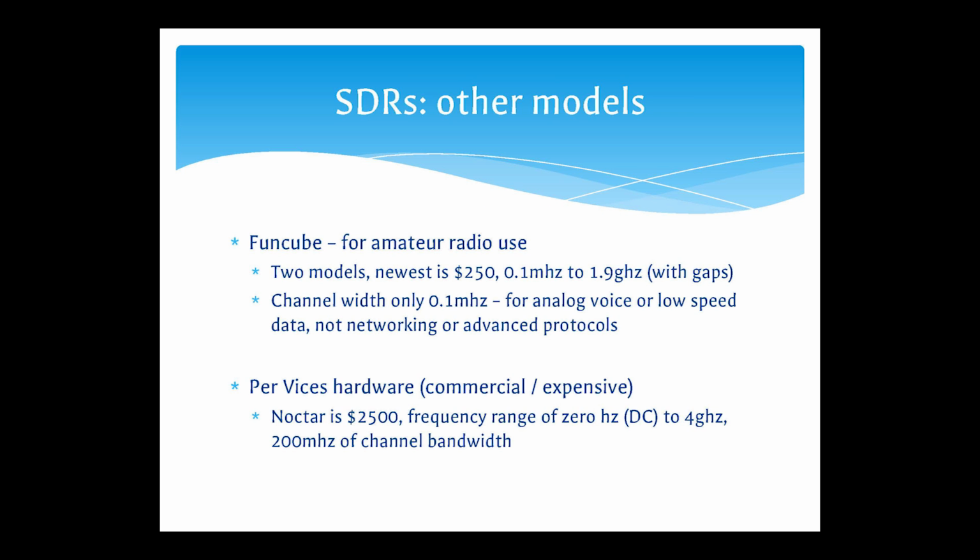Two other models: FunCube, which is more for amateur radio use. It has a wide frequency range and low price, but the channel width is only 0.1 megahertz, so it's just for things like low analog voice or low speed data. And the PerVices hardware, which is really nice in terms of channel bandwidth. You can capture up to 200 megahertz wide channels, just huge channels, but they start at $2,500.